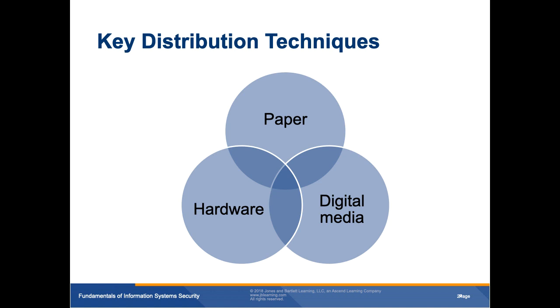Digital distribution can be in the form of CDs or email. Note that you must protect the keys in transit. Some form of secure transmission must be used. For physical media, tamper-proof cases and registered mail give some level of assurance.